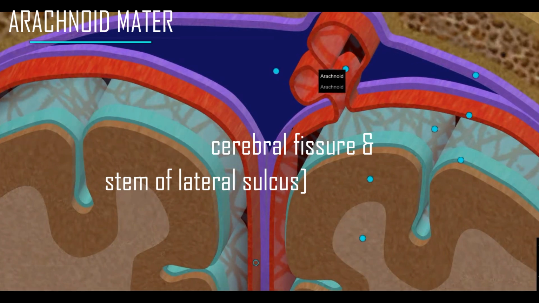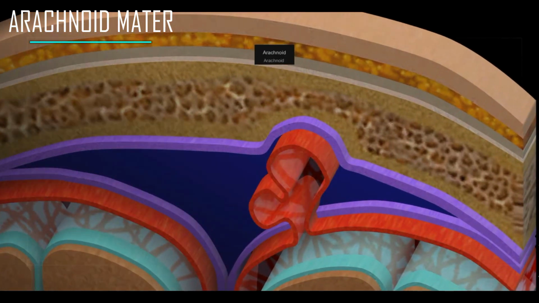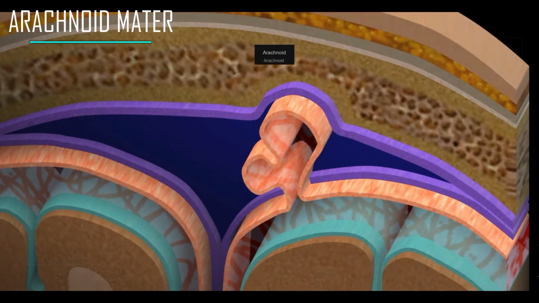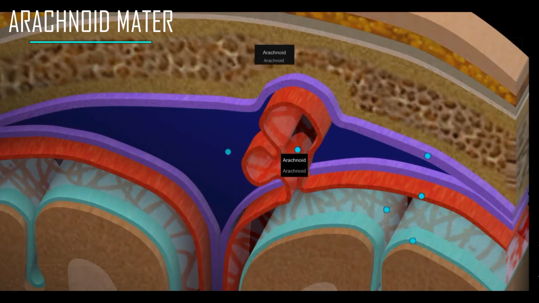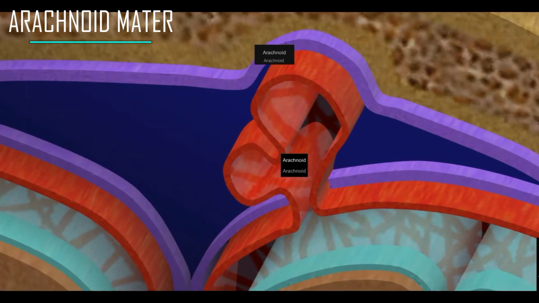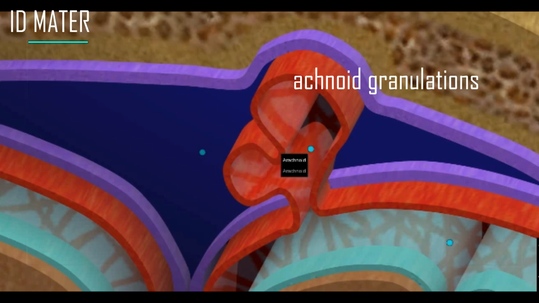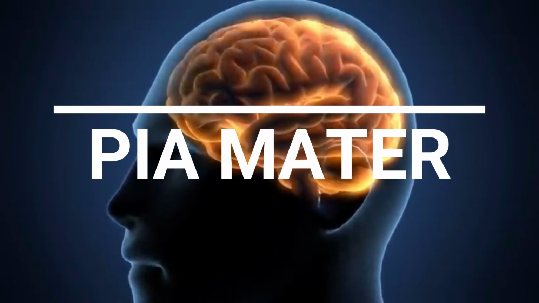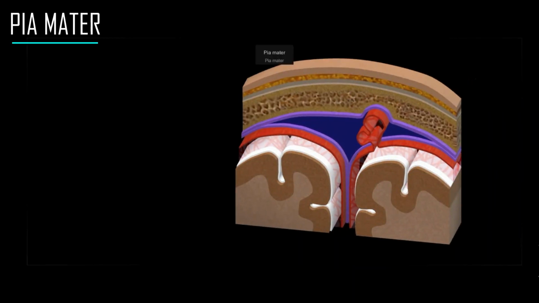Arachnoid mater protrudes as arachnoid villi towards the outer membrane of the dura mater. Arachnoid villi are small finger-like processes that project into the venous sinuses. They absorb the CSF. As we grow older, the arachnoid villi enlarge in size to form pedunculated tufts called arachnoid granulations. Pia mater. Pia mater is a thin vascular membrane which runs close to the brain.